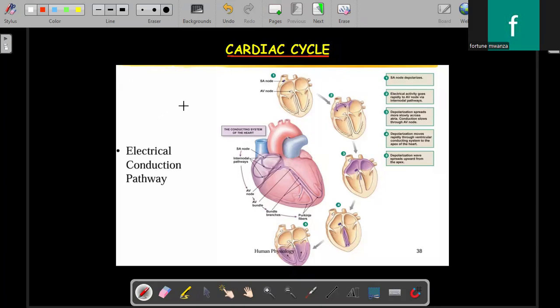It all starts from the SA node. You have depolarization at the SA node. Depolarization moves through the internodal pathway to the AV node. From the AV node, it goes to the AV bundle. Then the AV bundle will branch into bundle branches.